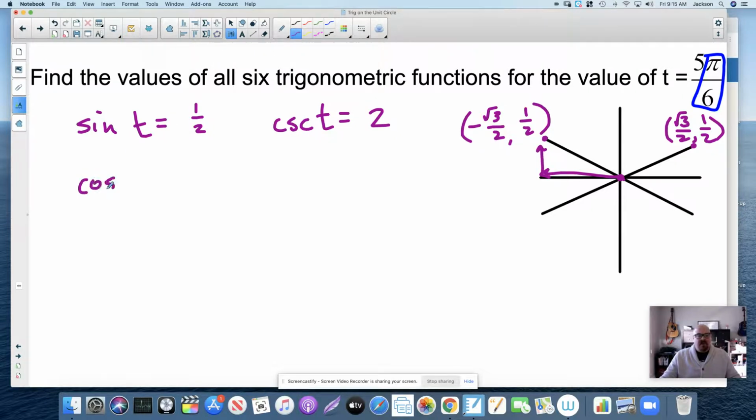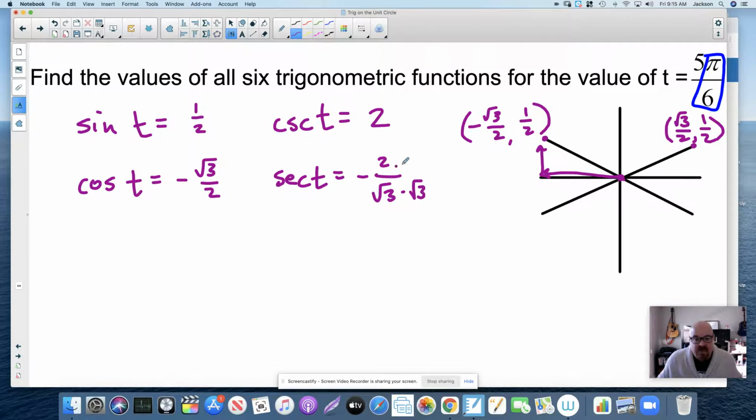The cosine of any angle on the unit circle is its x coordinate, and the secant of that is its reciprocal. When I flip this over, we're not allowed to have that radical 3 in the bottom, so we're going to have to rationalize that out. So we end up with -2 radical 3 over 3 for our value of secant. Put a box around that one.